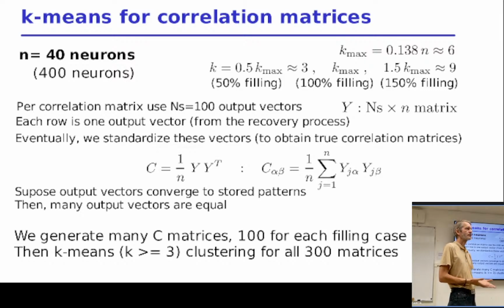If there are patterns stored in this network, then you expect that the vectors are somehow similar. And of course, that means that you have correlations in your correlation matrix. Okay, so this is what I said.